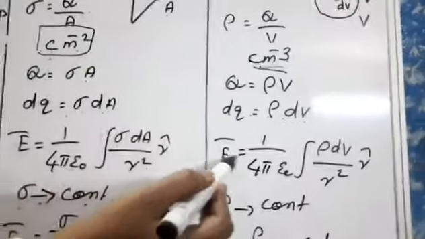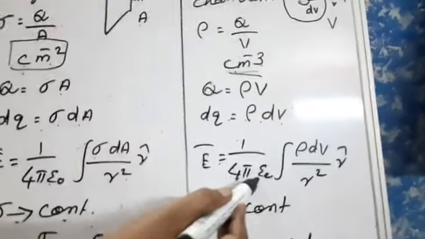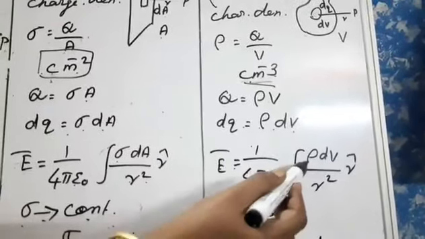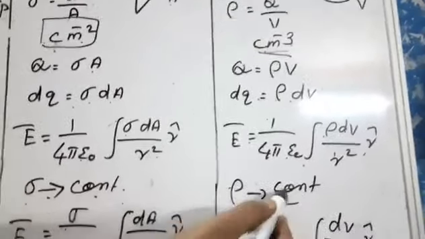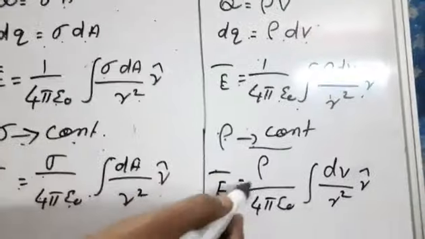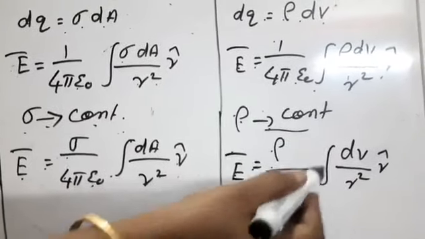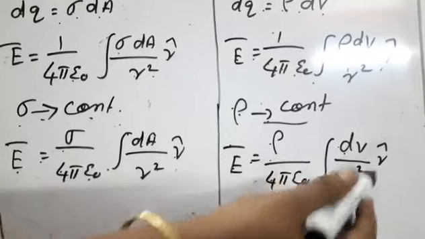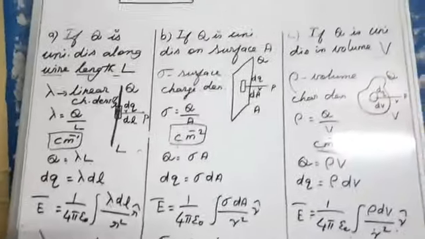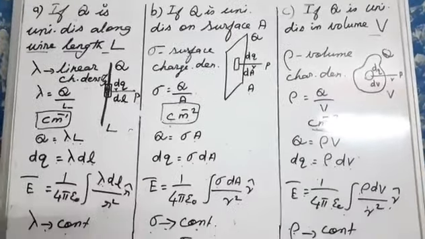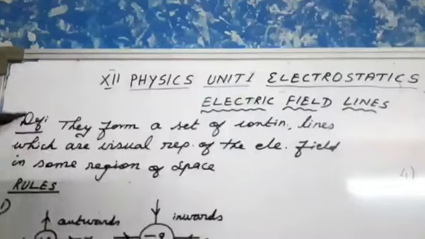Substitute the value of dQ in the electric field formula. Therefore E vector equal to 1 by 4 pi epsilon naught integral of rho dV by r square into r cap, and the rho value is constant, so we take it out. Therefore E bar equal to rho by 4 pi epsilon naught integral of dV by r square into r cap. So this is known as the electric field due to continuous charge distribution.